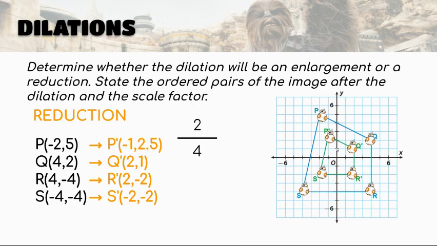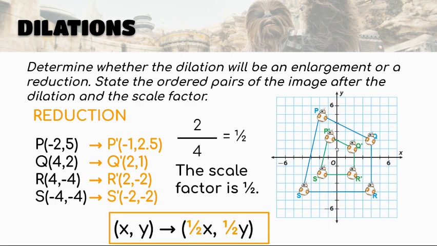So if I choose the x value of Q prime, I better choose the x value of Q. So the x value of Q prime was 2. The x value of Q was 4. Well, 2 over 4 simplifies to 1/2, so that means our scale factor is 1/2. And remember, the rules of dilations are always multiplying, so I'm going to say (x, y) becomes (1/2 x, 1/2 y).